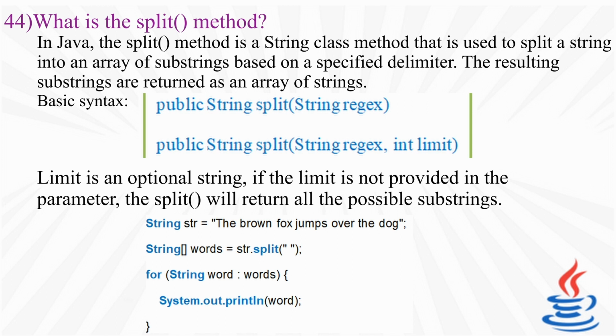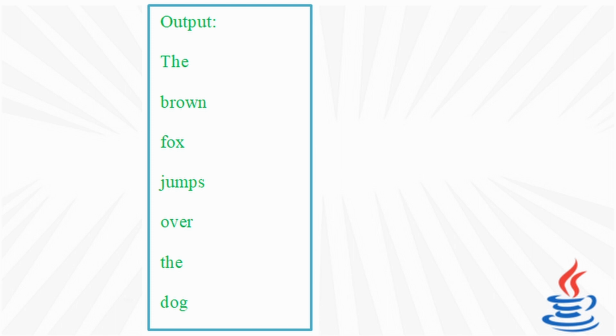Here is an example that demonstrates how to use the split method. In this example, we have a string str that contains a sentence. We use the split method to split the string into an array of words, using the space character as the delimiter. The resulting array is stored in the words variable, which we then loop over and print each word on a separate line. Therefore, the output is. Note that the split method can also take a second parameter that specifies the maximum number of substrings to return. For example, this code would split the string into at most 3 substrings using the space character as the delimiter.